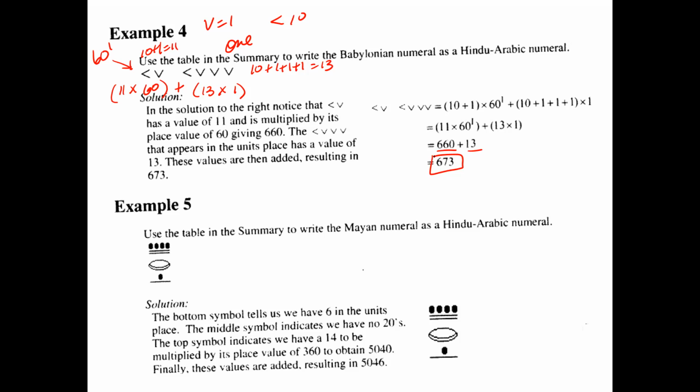Example 5. Now we're going to talk about Mayans. Remember, Mayans is going to be in the base of 1, 20, 18 times 20 to the 1 power, 18 times 20 to the 2nd power, etc. So using this table, write this as a Hindu Arabic numeral, so using numbers 0 to 9.